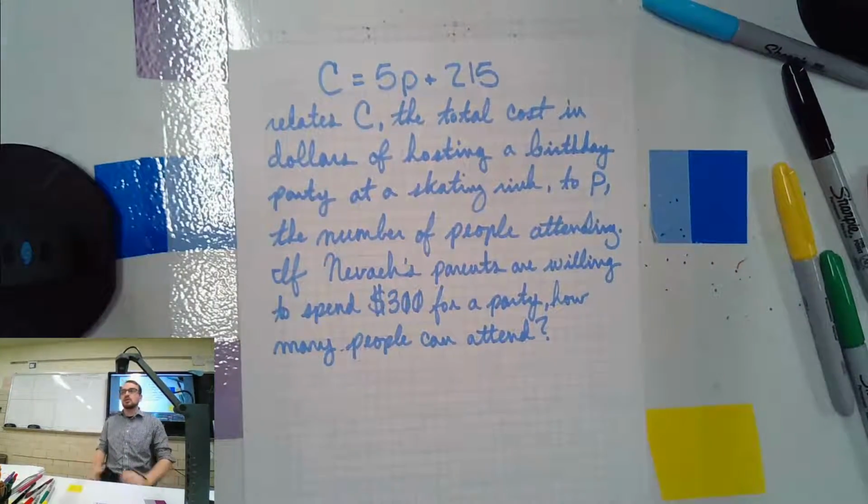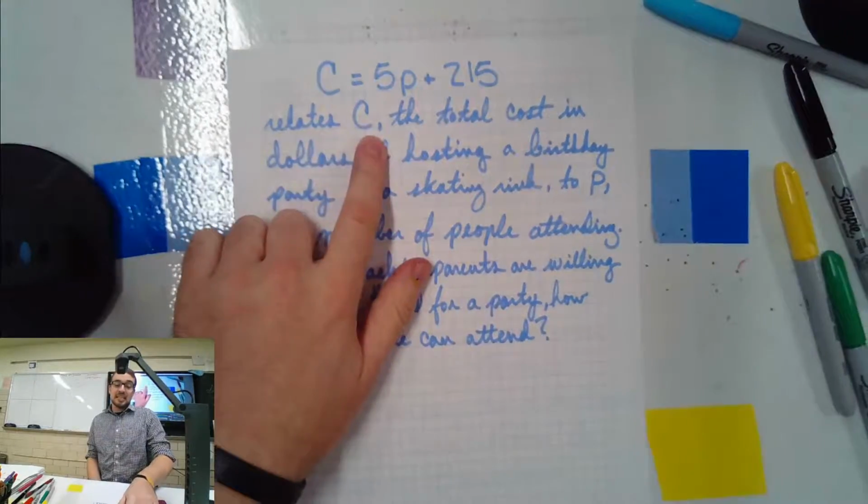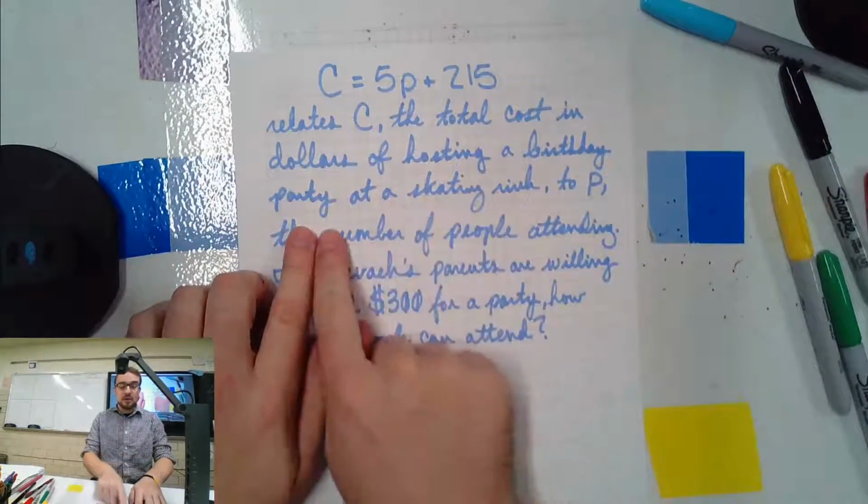C equals 5p plus 215 relates C, the total cost in dollars of hosting a birthday party at a skating rink.